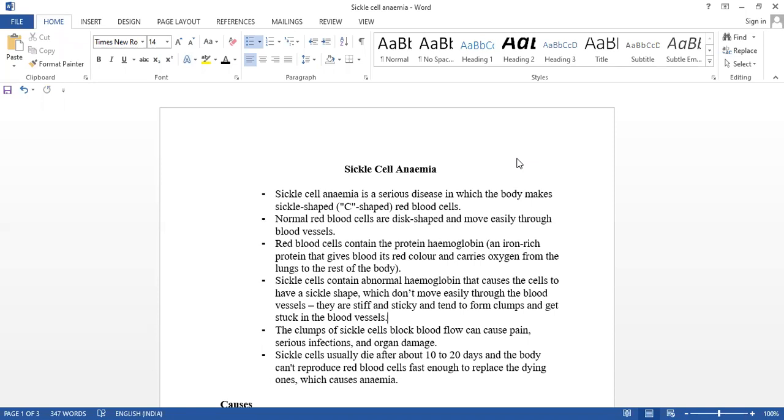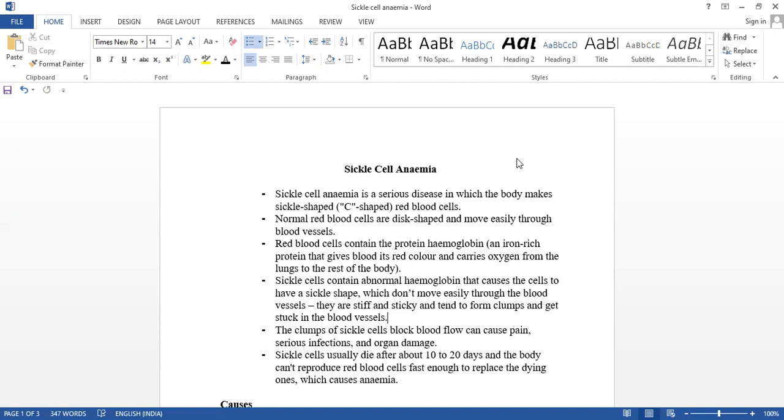So sickle cell anemia means sickle-shaped cells. The cells become sickle shaped. How is the RBC's shape? That is the disc shape, isn't it? But in this type of anemia, the RBCs will become sickle shaped.